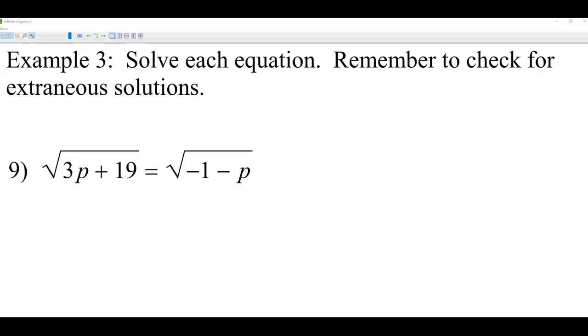Now, do you guys see any numbers outside the square roots? No. So we're going to start by squaring both sides then. We'll go right into the second step, which is to square both sides to get rid of the square root. That gives me 3p plus 19.